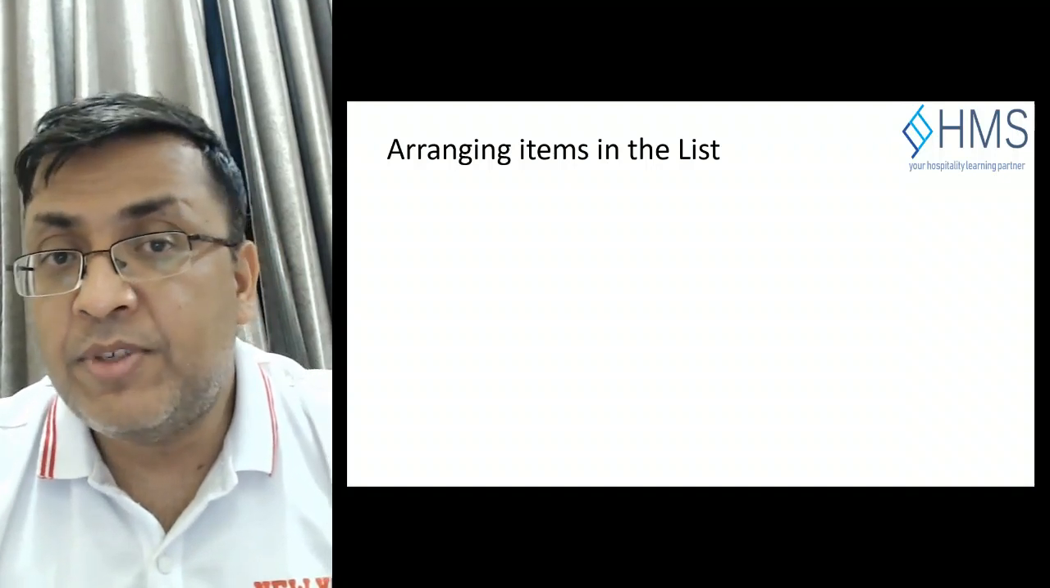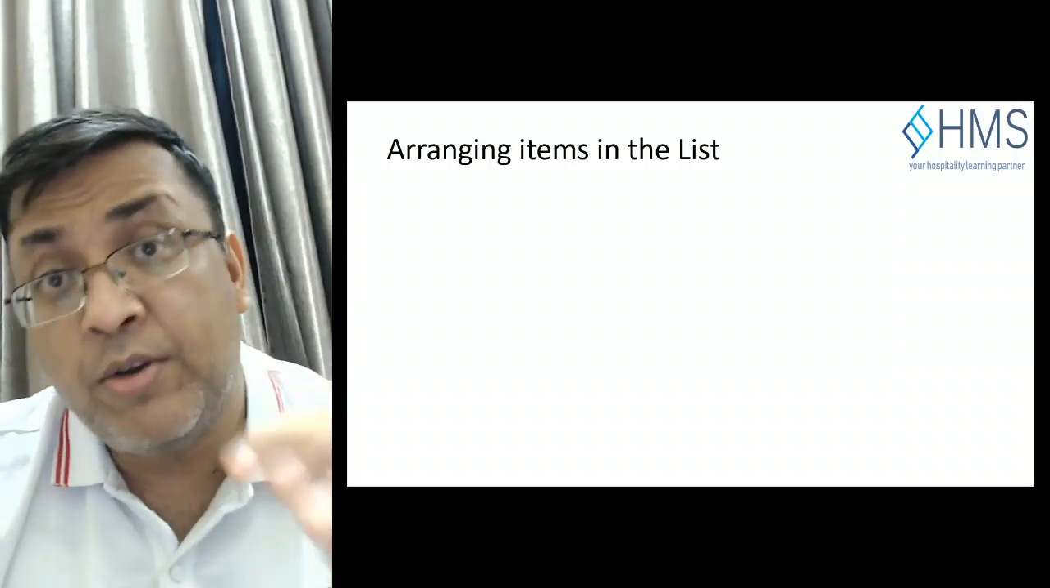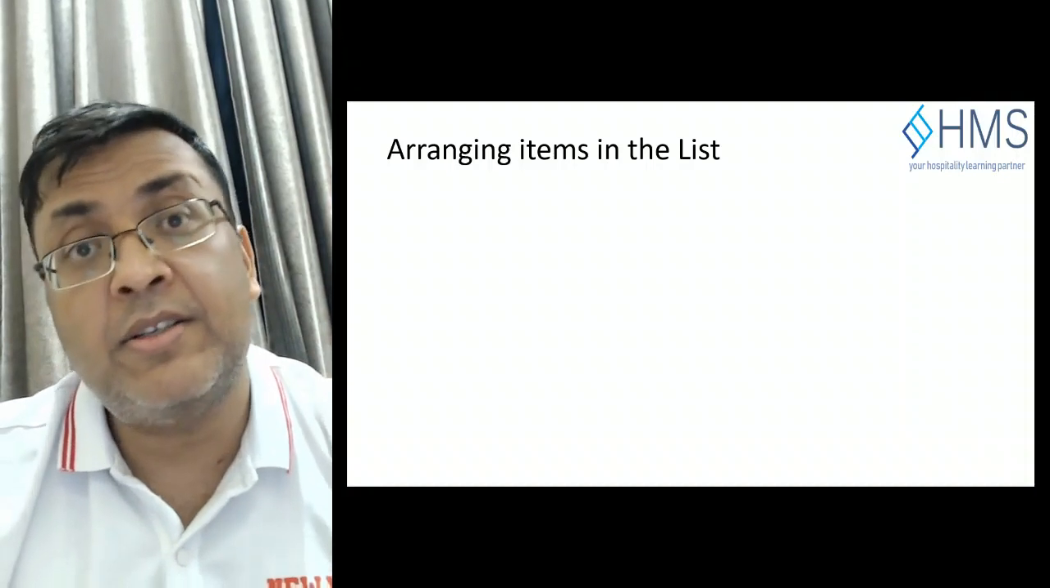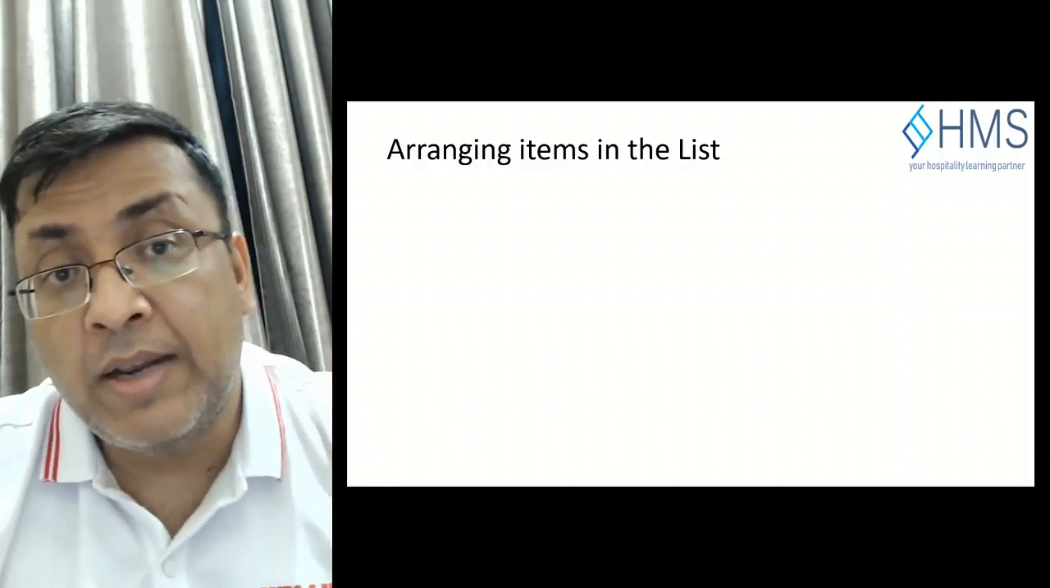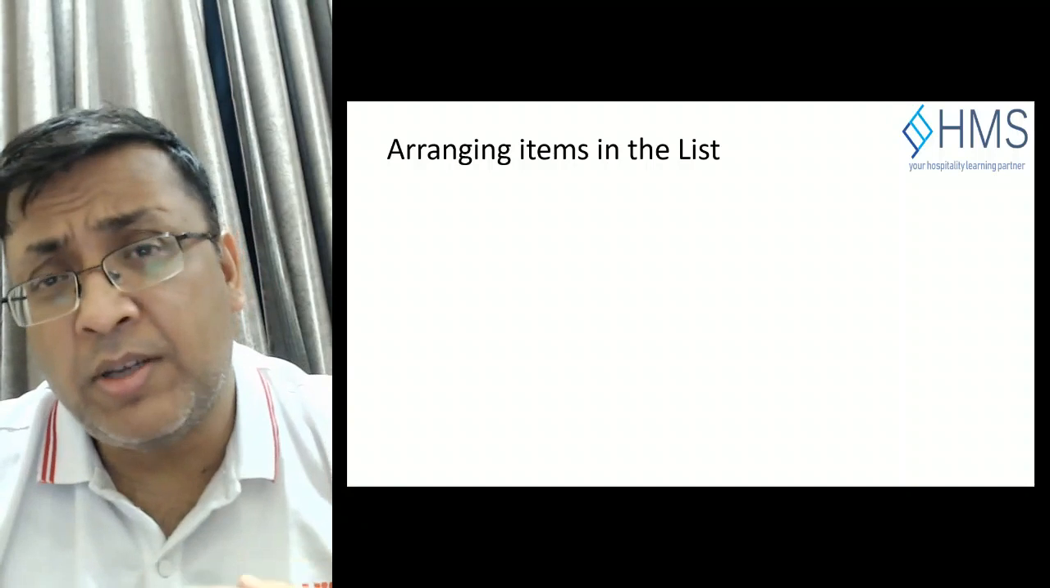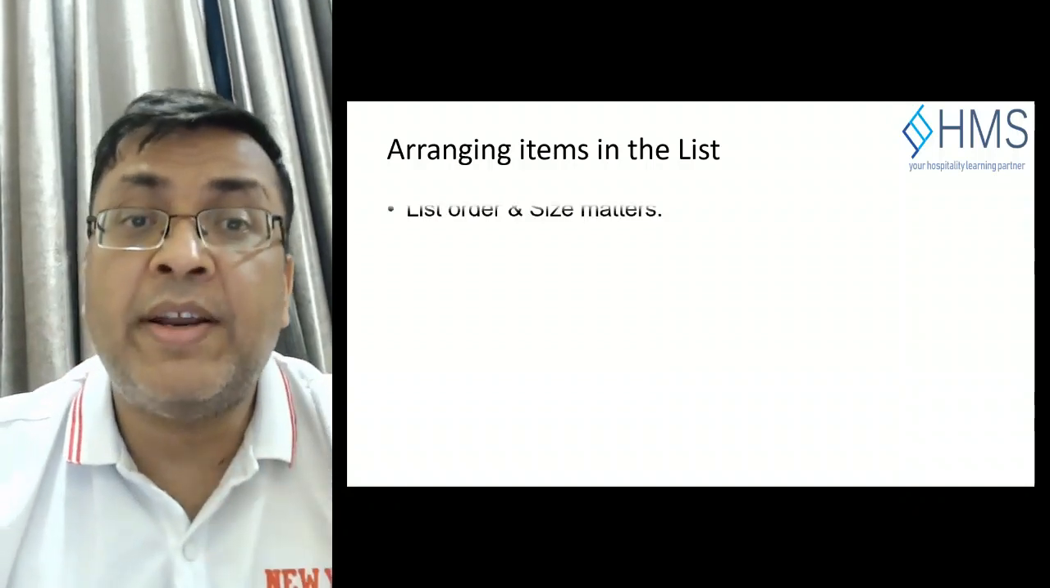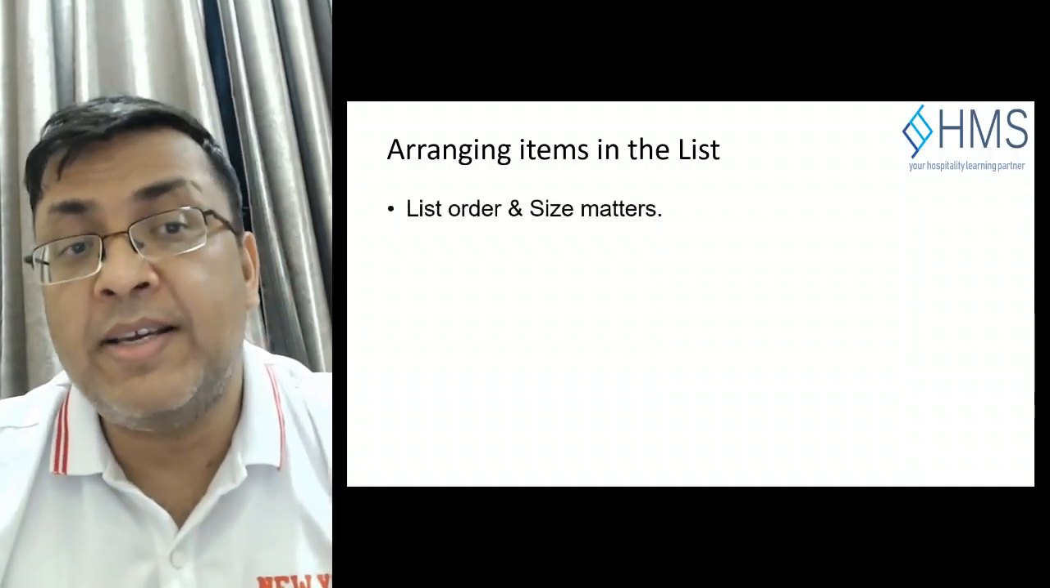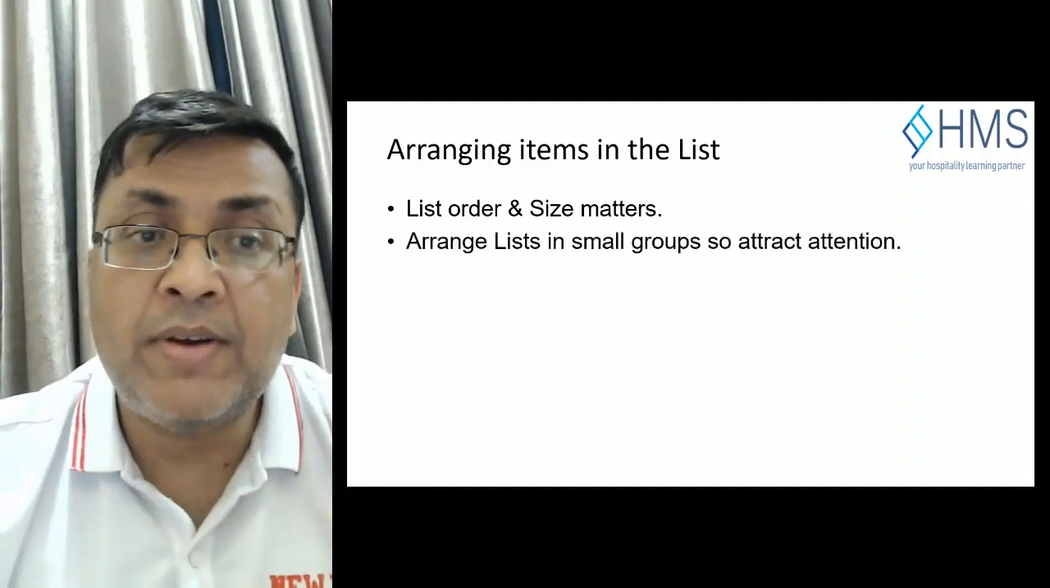Arranging the items in the list. There are normally groups of items like desserts, hot dishes, or other groupings. So how do we arrange the list? List order and size matter. So how does it matter?